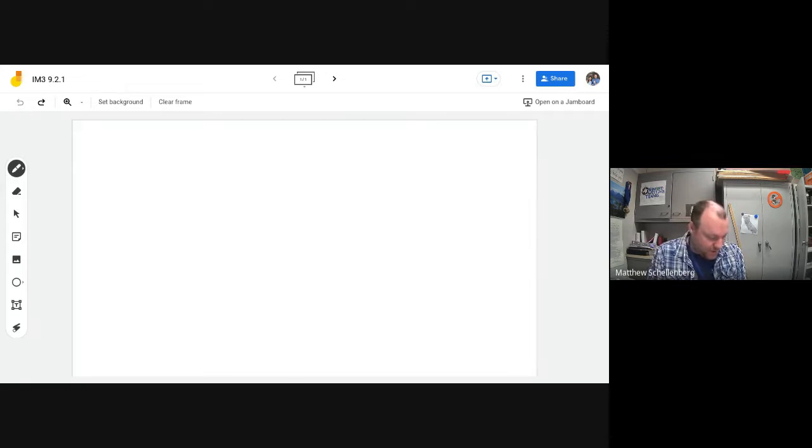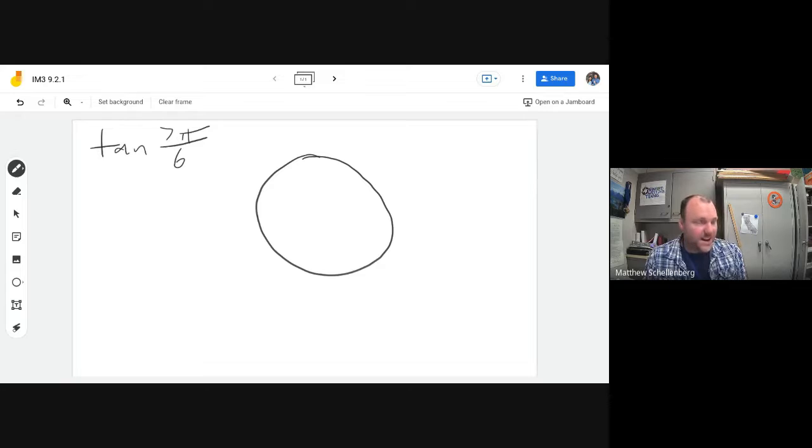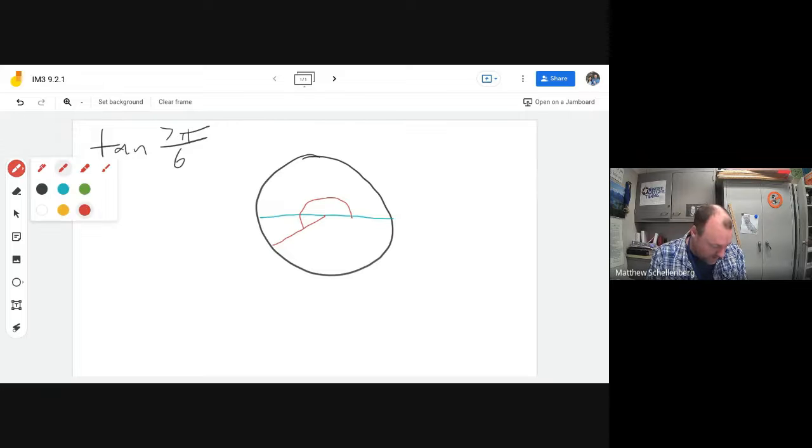7 pi over 6. So let's go to the whiteboard. Tangent 7 pi over 6. Well, this is slightly more than 180 degrees. We know that 180 degrees is 6 pi over 6, or just pi. Then what's 7 pi over 6? Well, here is the 180. And if we go to 7 pi over 6, it's going to be not just 180, but slightly more. And we're going to go to about this point right here.